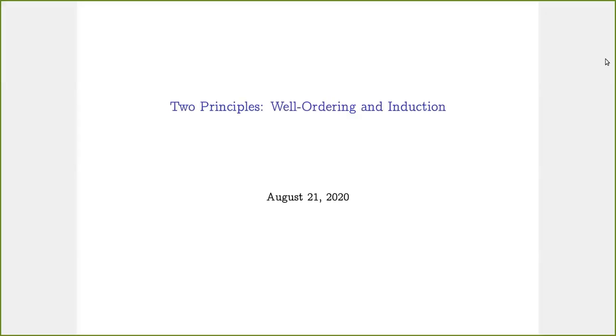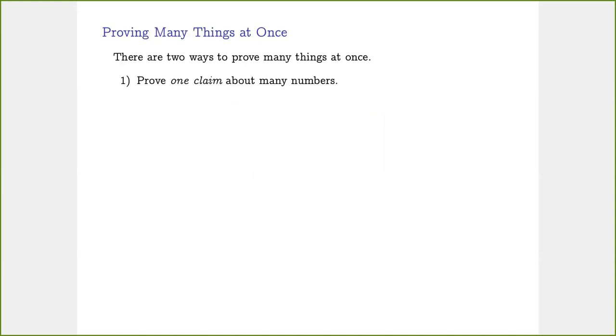Proofs by induction are seen quite frequently in discrete math and linear algebra. Proofs by induction are based on the principle of induction, and the principle of induction can be based on the well-ordering principle. Let's see how we can prove many things at once.